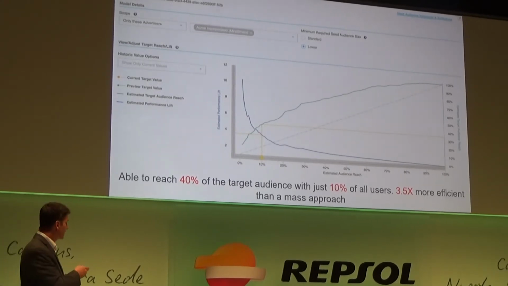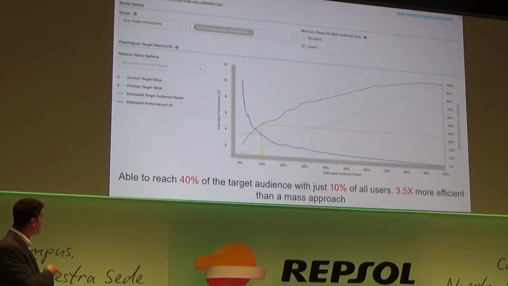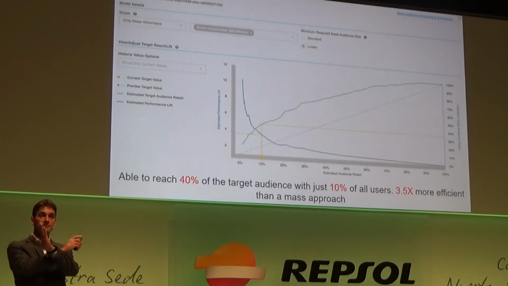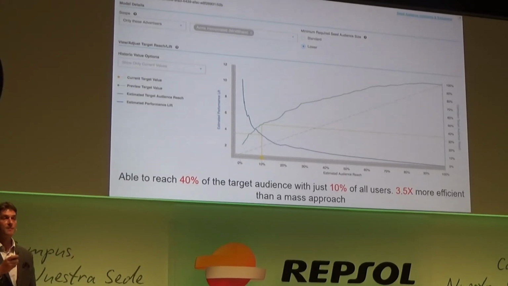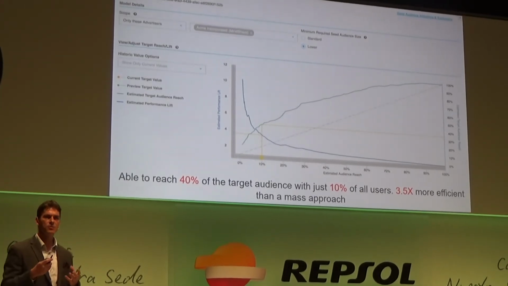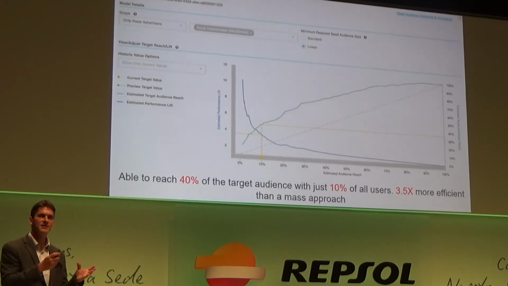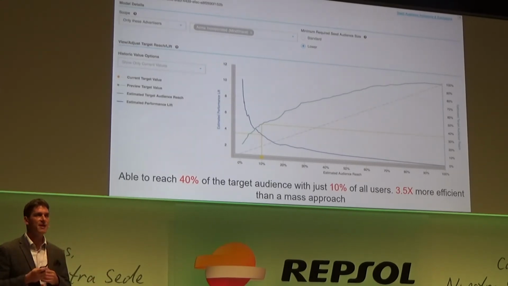Now, the only other thing to say about this slide is, if you want more reach, you can have it. You just slide up here. But obviously, your efficiency goes down. There's a trade-off between the two. So it's very customizable. If you want more reach, you can have it. If you want less reach, you can have it. It just depends on what you want to achieve with your targeting and how much efficiency gain you want to achieve.